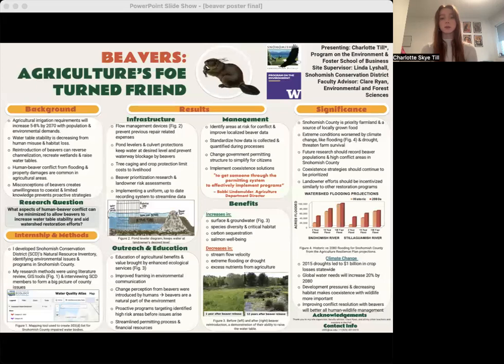The reintroduction of beavers emerges as a potential solution. Beavers are environmental engineers capable of reversing channelization, recreating wetlands, and raising the water table. However, this positive initiative faces challenges, most notably human-beaver conflicts causing flooding and property damage in agricultural areas.